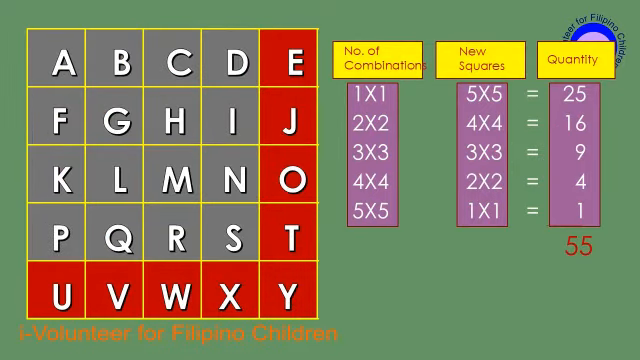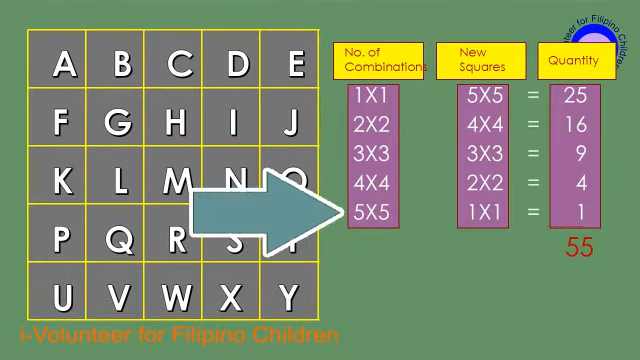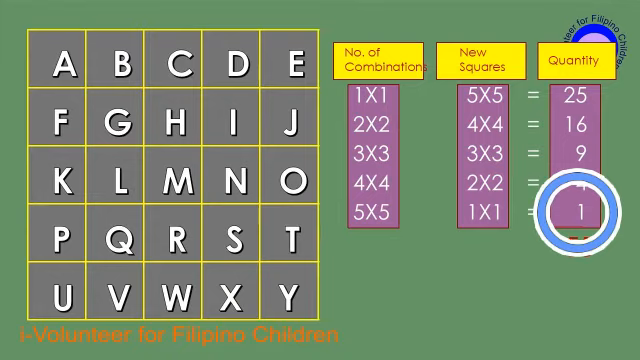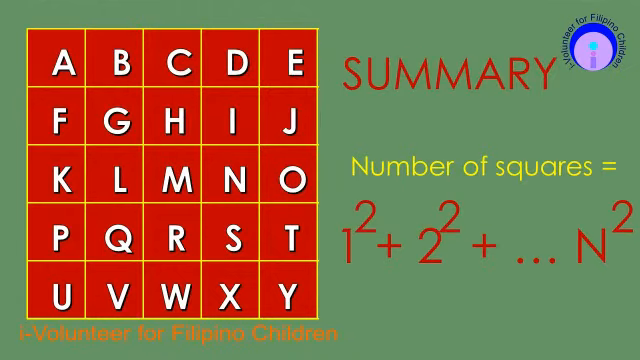1, 2, 3, 4. The figure has 4 by 4. The last group is 5 by 5 and it has only 1 member. And the total number of squares is 55. To give you the summary of the equation, here is the key.